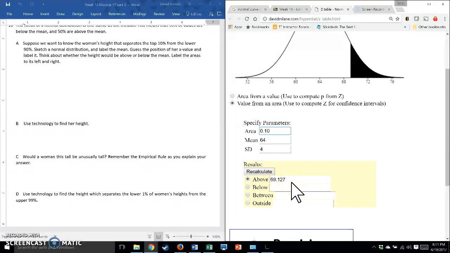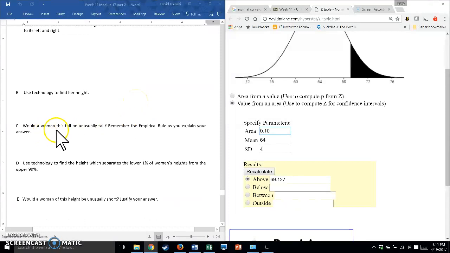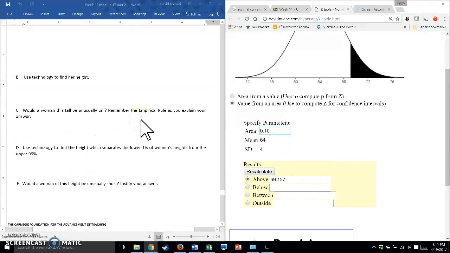So a woman that is 5'9" or taller represents the top 10% of women in their heights. Would a woman this tall be unusually tall? Remember the empirical rule as you explain your answer. The answer is no, because we're looking for something that is less than 5%.